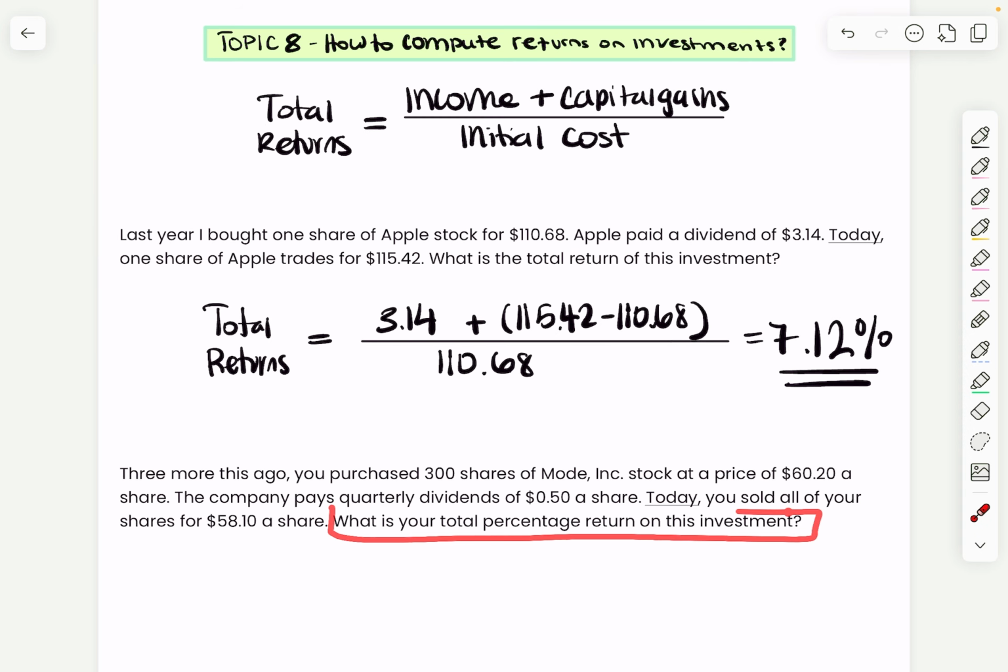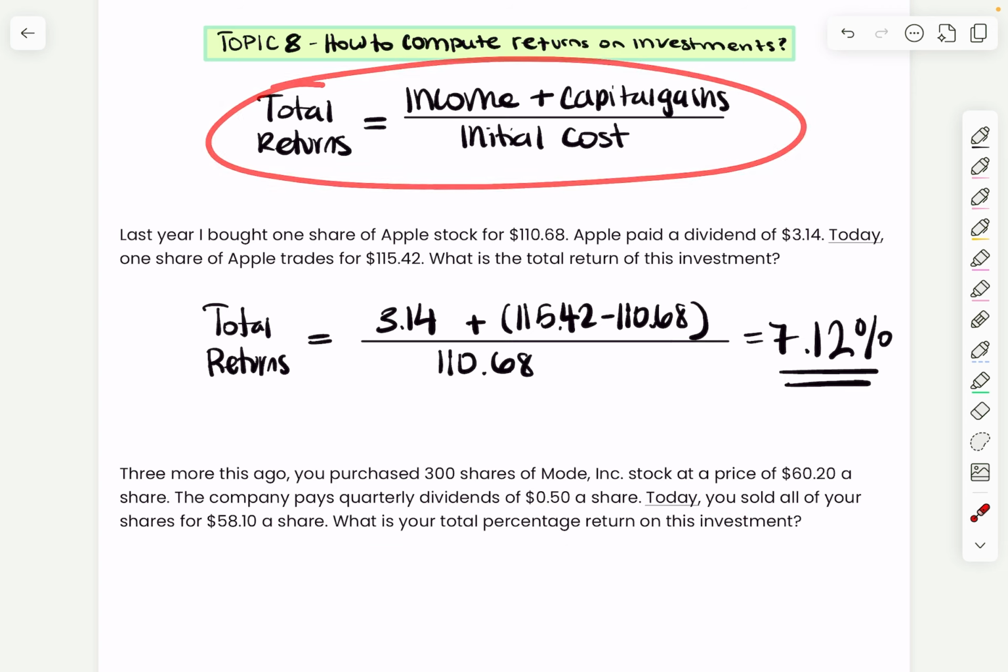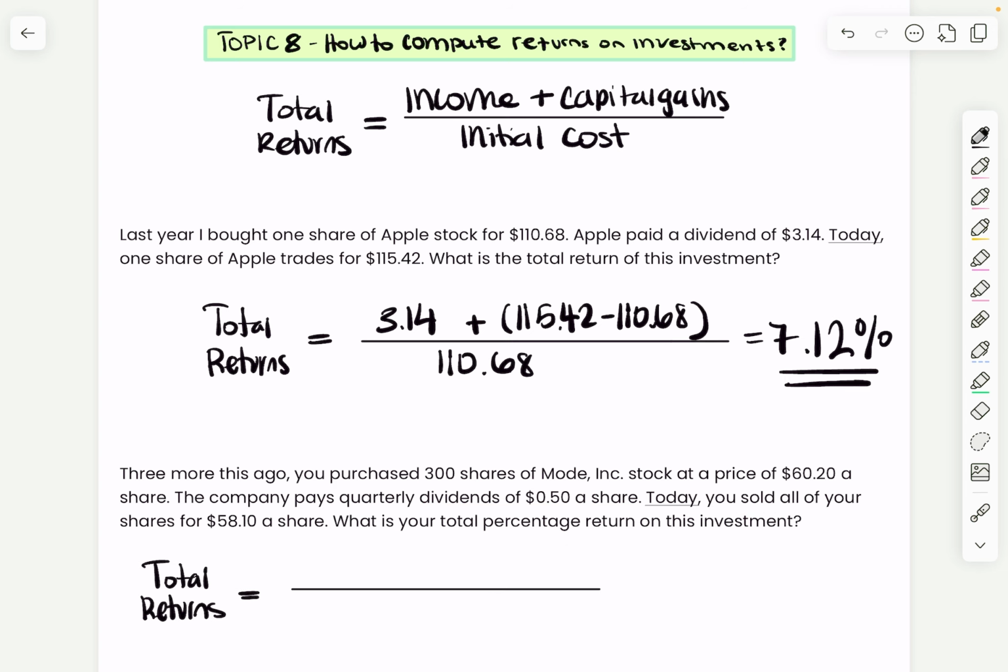Again, they're just asking us for the total percentage return on this investment, so we know we're going to be using this formula. Total returns is equal to a fraction. How much money do you have incoming? That's your dividends, 50 cents a share. You purchased 300 shares, so it's really 50 cents for the 300 shares. The bottom is your initial cost. You purchased them for $60.20 each, and you bought 300 of them, so it's $60.20 for 300 shares.